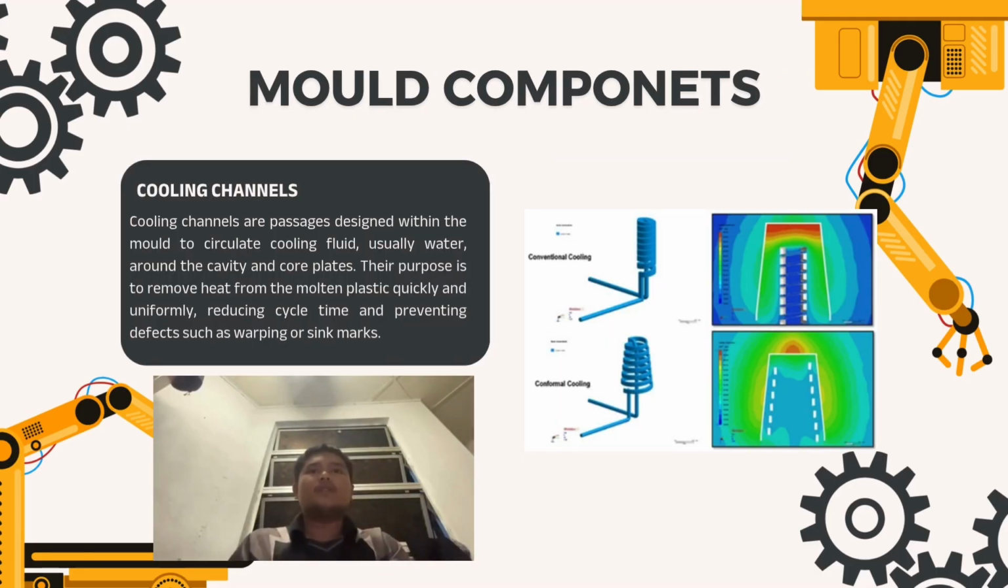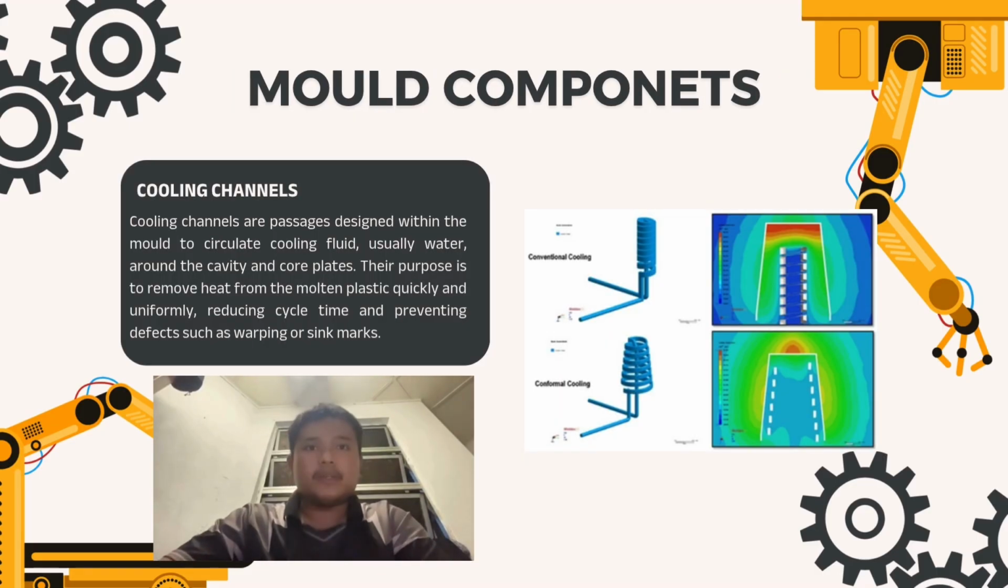Okay, next example of a mold component is the cooling channel. Cooling channels are passages designed in the mold to circulate cooling fluid, usually water, around the cavity and core plates. Their purpose is to remove heat from the molten plastic quickly and uniformly, reducing cycle time and preventing defects such as warping or sink marks.